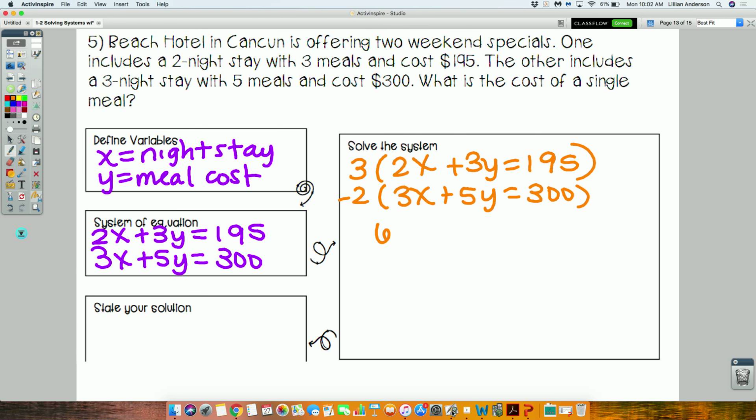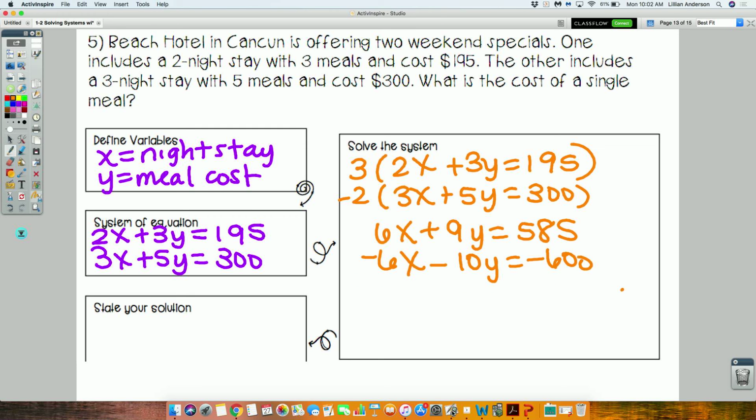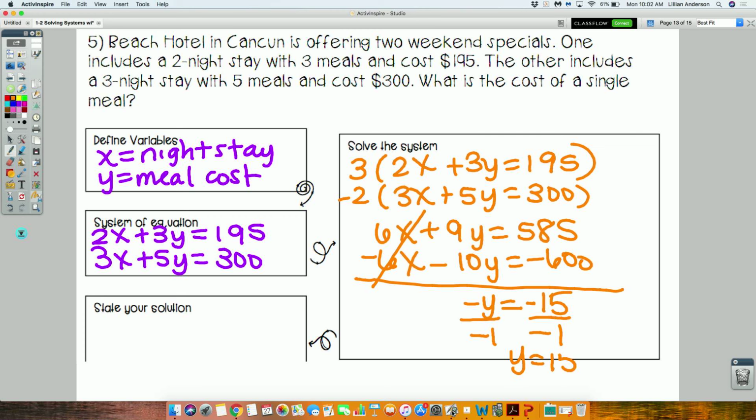What did you get once you multiplied those through? From the top, 6x plus 9y equals 585. Then the bottom is -6x minus 10y equals -600. Then I subtracted 9y and -10y, so -1y equals, and then I subtracted 585 minus 600, that's -15. So I divided -15 by -1 and got 15. That's the cost of the meal? Yep, so one single meal is $15.